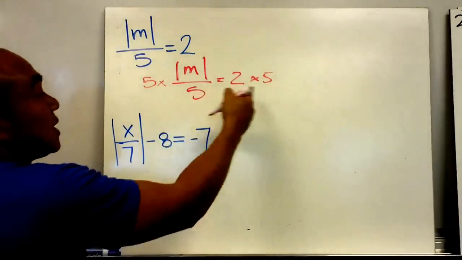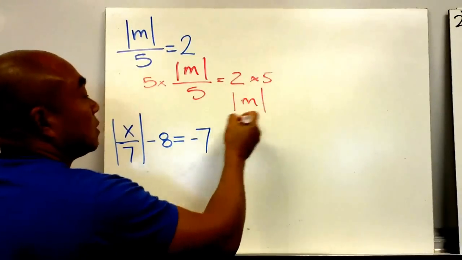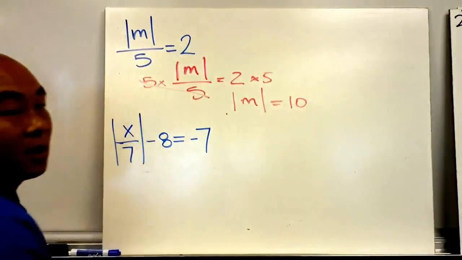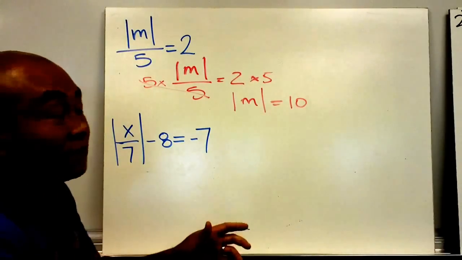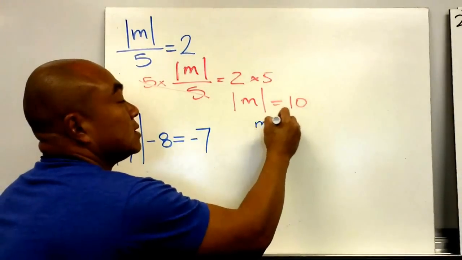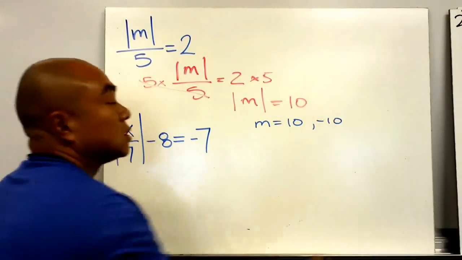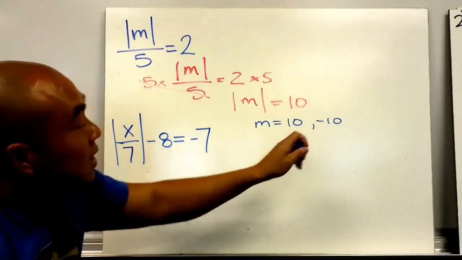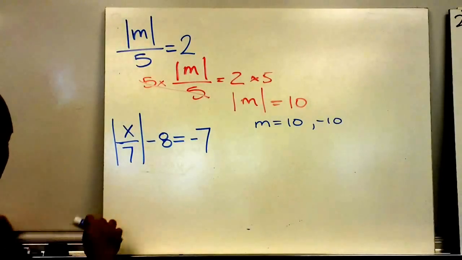Okay? So once that's done, I now have absolute value of m is equal to 10. And then once you get here, it's pretty easy to see that your absolute value is going to be m is equal to 10 and negative 10. Just like what we did on the other one, because you're setting this up to a positive function and a negative function. Okay?